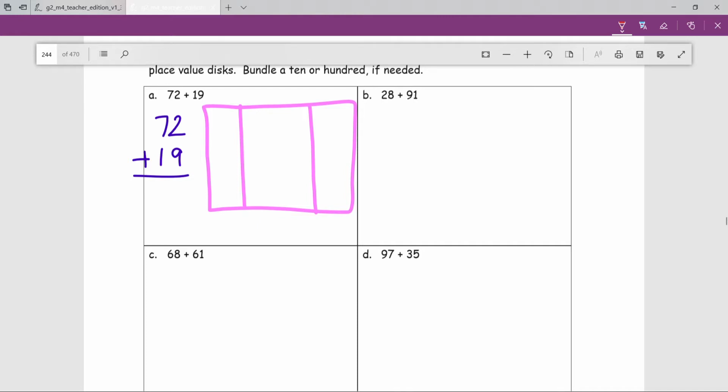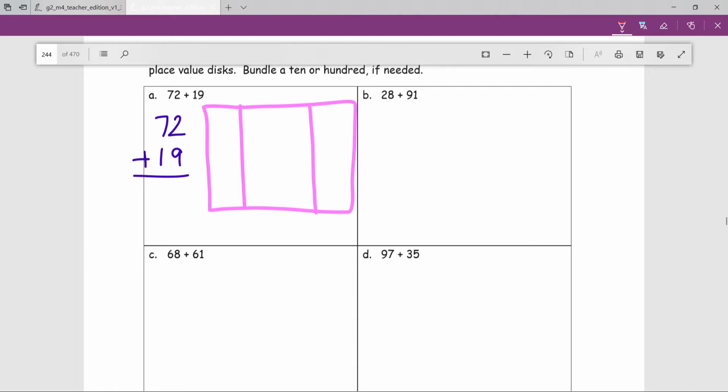Hey guys, so this is Module 4, Lesson 19, and we are still doing addition with double digits and using our hundreds, tens, and ones chart to see if we need to bundle a 10 or 100. So I've already set up the problem in the vertical way, and I went ahead and wrote out my hundreds, tens, and ones chart too.